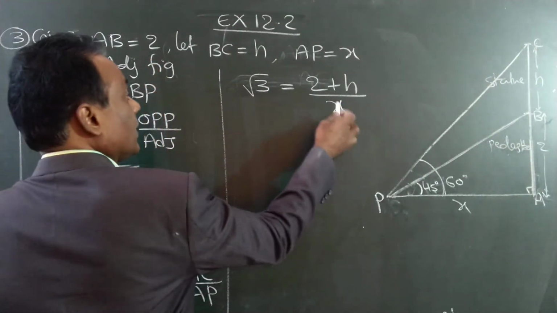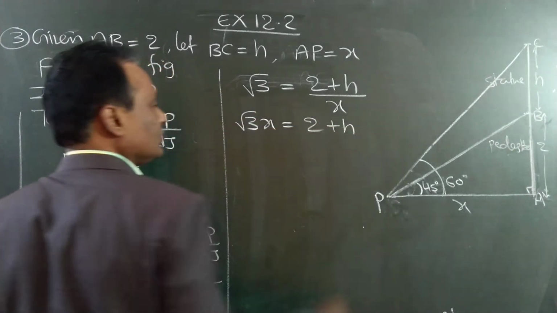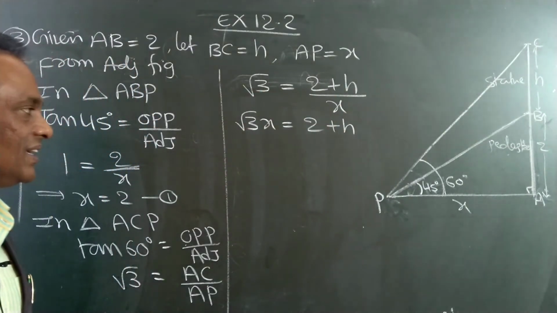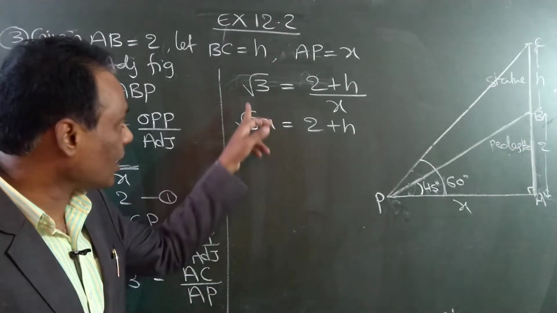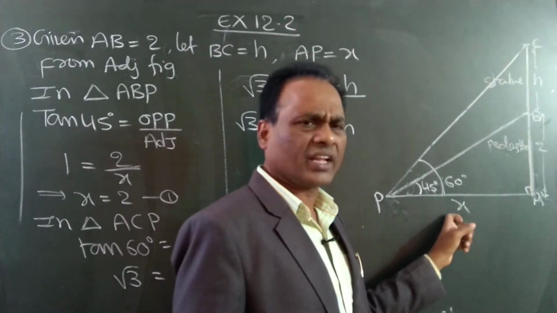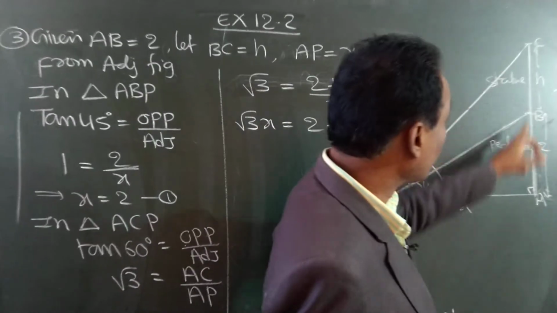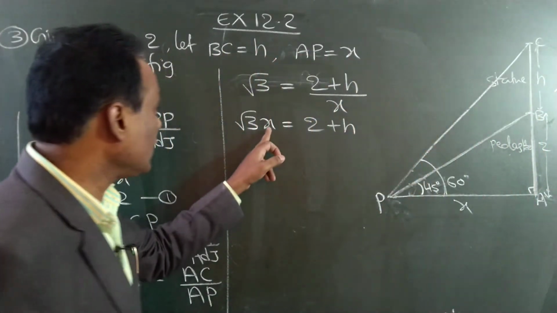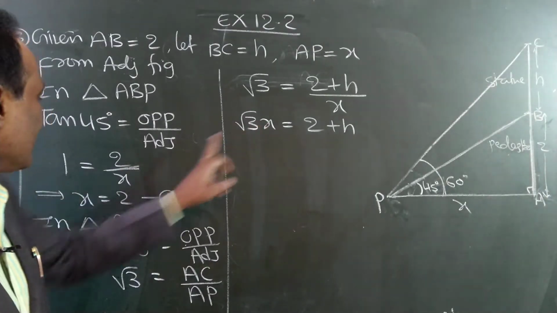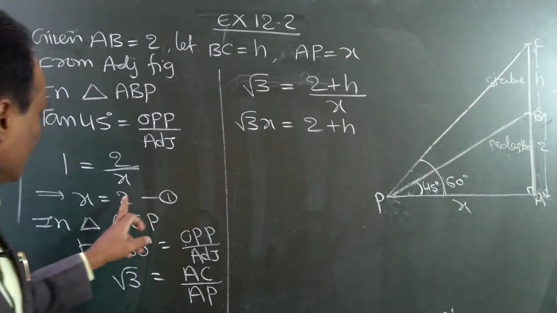Now cross multiply. Root 3 into X is equal to 2 plus H. We have to find the H value, so I am removing X because we want only H. X is not required. See the question. What is the question? Find the height of the statue. H is asked. So in place of X, I am writing 2. X is equal to 2.